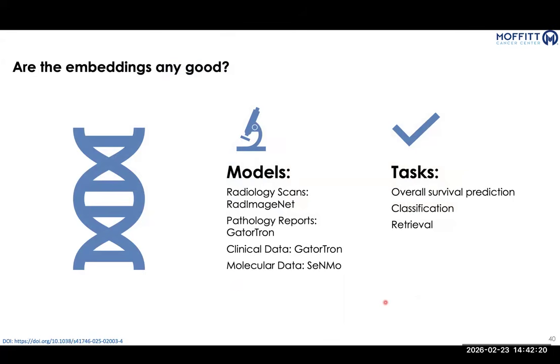So far we have seen that we've generated embeddings using HONeYBEE for the data that we curated using MINDS. Now the question is, are these embeddings any good? And for this task, we wanted to evaluate the embeddings extracted from HONeYBEE on different tasks. The tasks that we selected for evaluating those embeddings were overall survival prediction, classification of patients among the 33 cancer types and sites, and then retrieval of patients based on how close a patient is to another patient in terms of disease.